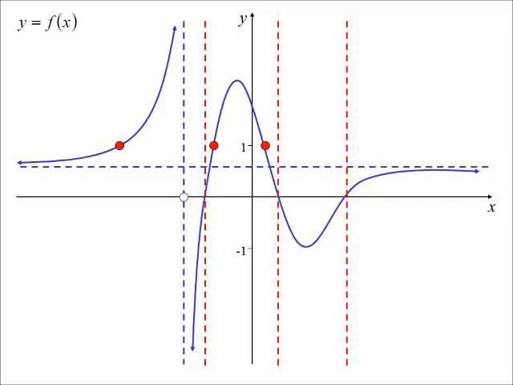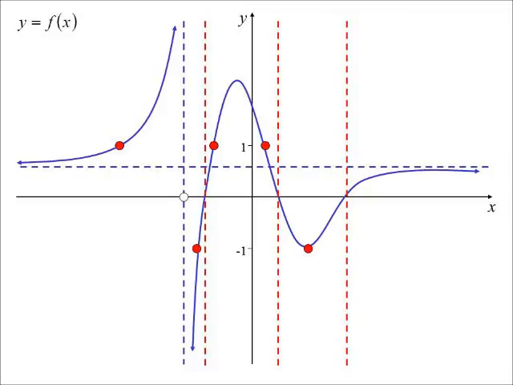Now, 1's always a key feature with these graphs, so knowing where 1 is helps, because if you turn 1 upside down, obviously you get 1. So those points remain the same. And the same happens with negative 1. Turn negative 1 upside down, you get negative 1. So those points stay the same.